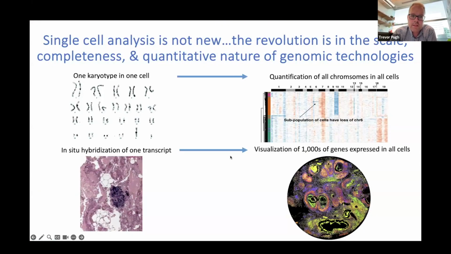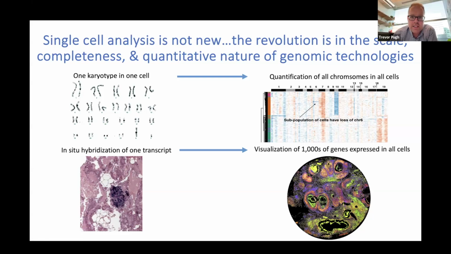I'd also put forward that single cell analysis is not new. We've been able to do single cell work for a very long time. Most famously, karyotypes. This is my karyotype. This is one of my blood cells dropped on a glass slide. So we've been looking at these as cytogeneticists and molecular geneticists for a long time. In situ hybridization of a single transcript is a very common diagnostic test, even today.